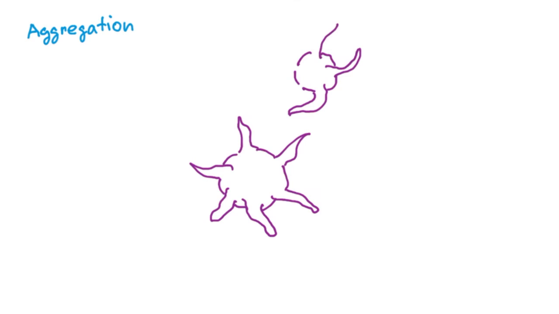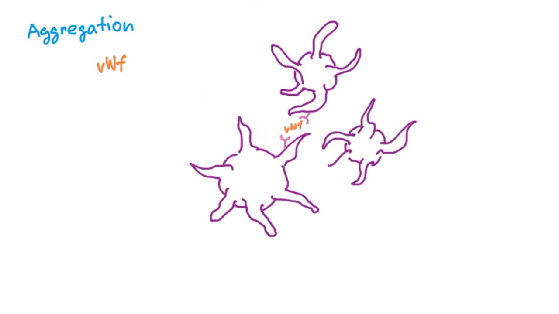The last feature is called aggregation, and aggregation of platelets means that they bind to each other. For this binding, they use free-floating von Willebrand's factor or also free-floating fibrinogen.